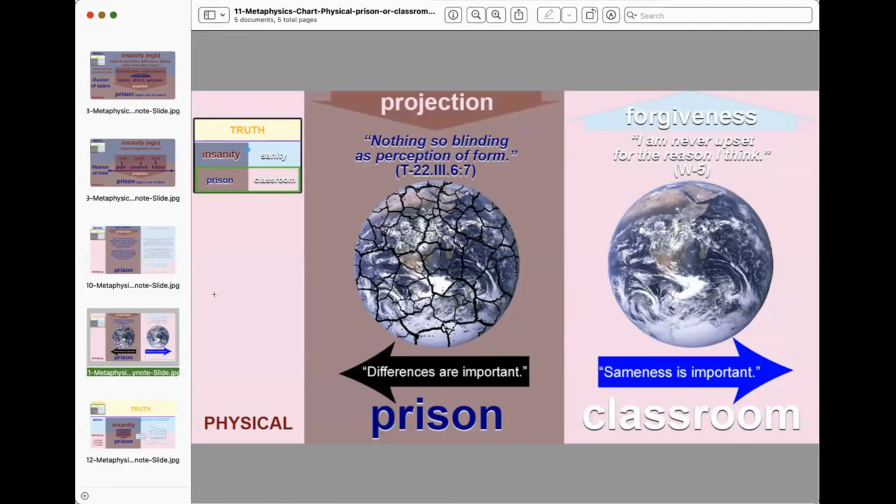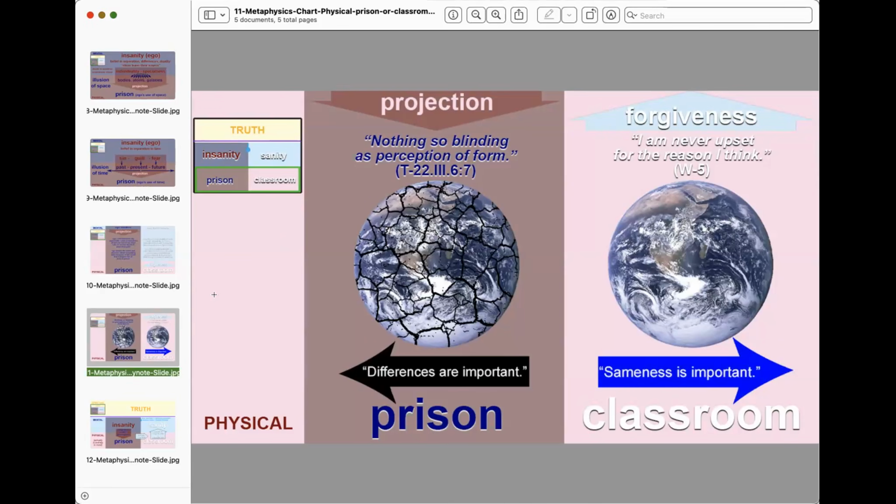So a projection says the differences are important, and so it shatters the intrinsic oneness. So I've got this little fractured planet here as a representation of that. But the form, everything that appears in form is different. All the faces on the Zoom screen, every person you think of, if we think of them as being different from ourselves, we're continuing that fragmentation.